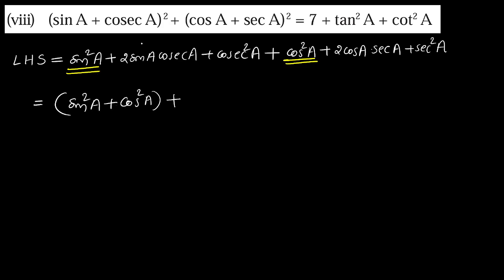In the exam, this question carries some 5 marks, I think, so there should be sufficient steps. 2 into sin a into cosec a is there. You know that cosec a is 1 by sin a. Cosec square a, I will write it later. For the time being, let me copy that. Here 2 cos a into sec a, which will be 1 by cos a.